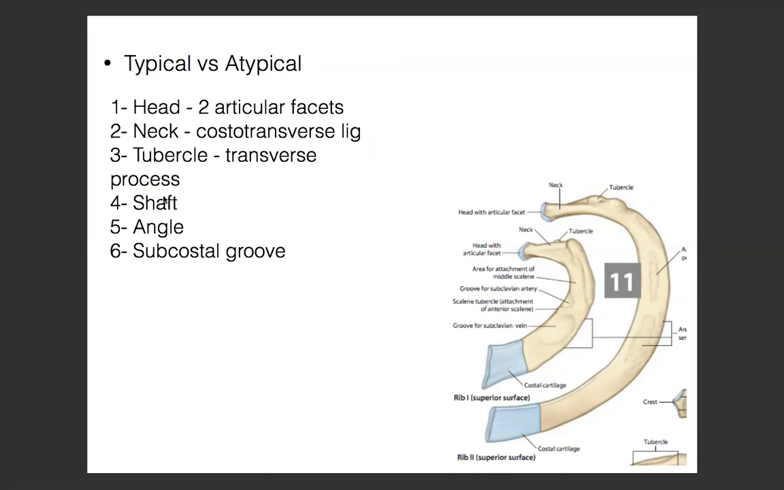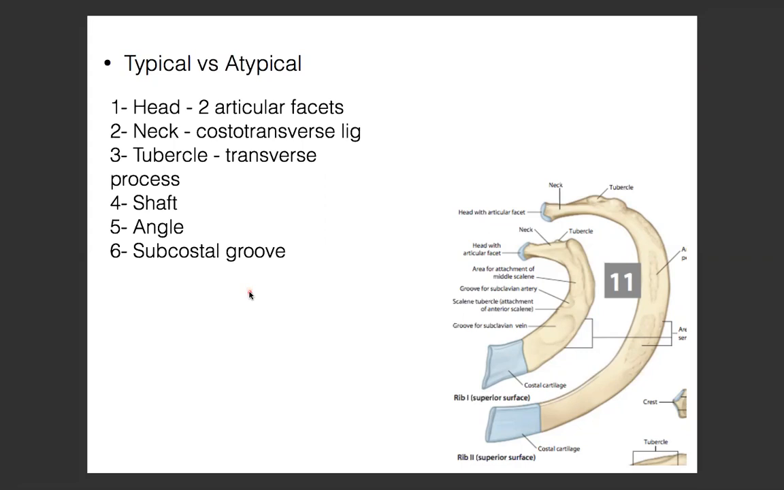This tubercle here. It should have a shaft, and the shaft should be flattened. It should have an angle, that's here, and the angle is usually the weakest part of the rib, which is most likely to be fractured. I think I remember one time they asked us about that, like which part is more likely to be fractured. So it's the angle. And then last thing, it should have a subcostal groove, and the groove should have the neurovascular bundle. So it should have intercostal vessel, artery, and nerve.